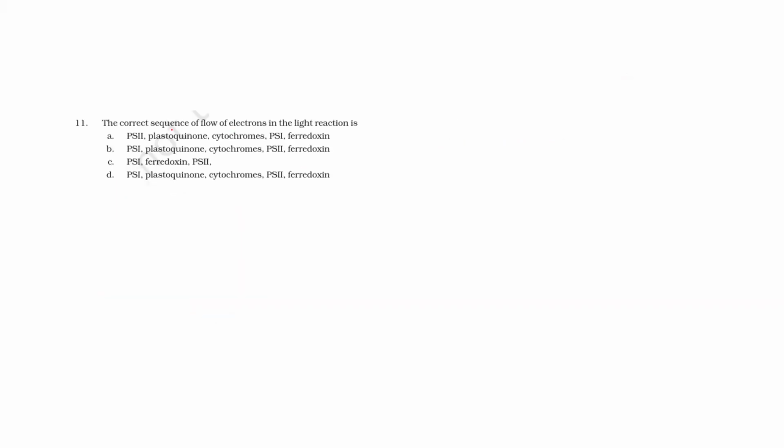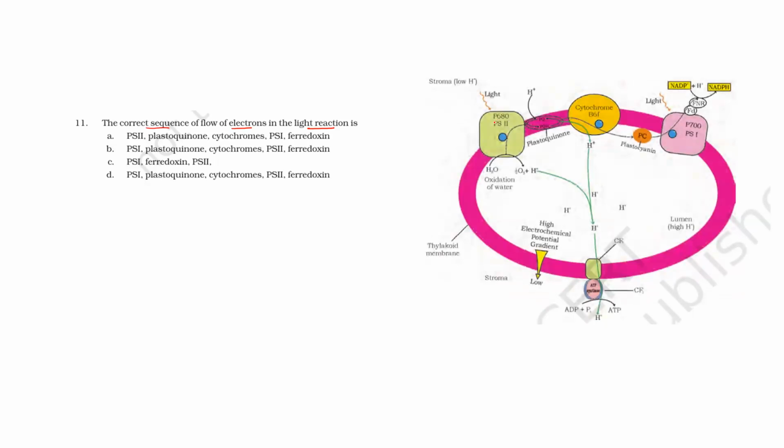Now, what is the correct sequence of the flow of electrons in the light reaction? For this, you have to remember this diagram. If you see, it starts from PS2. So PS2 should be first, then plastoquinone, then the cytochrome chain, cytochromes, PS1, and FD means ferredoxin. Yes, the answer is the first option.